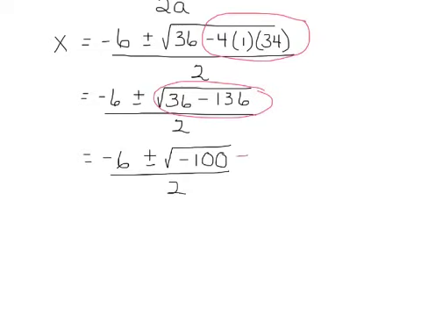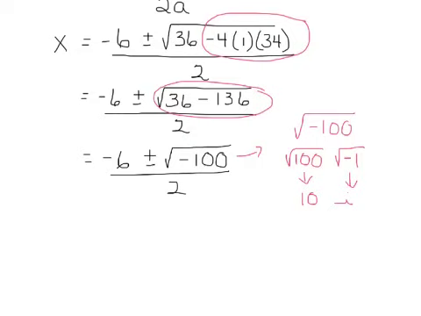Now if we take our negative 100 under the square root, since 100 is a perfect square, we can break that up to be the square root of 100 times the square root of negative 1. And the square root of 100 comes out as a 10, and the square root of negative 1 is defined as the imaginary unit i. So now we have negative 6 plus or minus 10i, all divided by 2. Since they're complex, I'm going to separate them and reduce them separately. So negative 6 divided by 2 gets me negative 3, plus or minus 10 divided by 2, which gives me 5i.